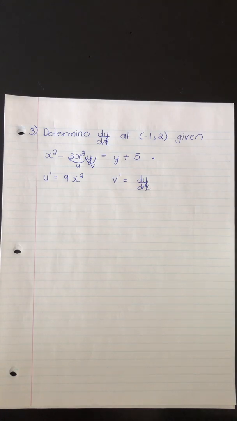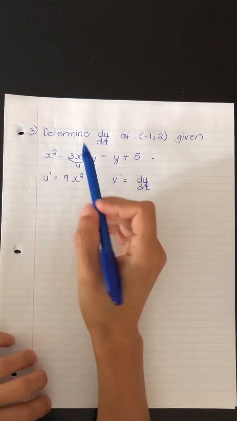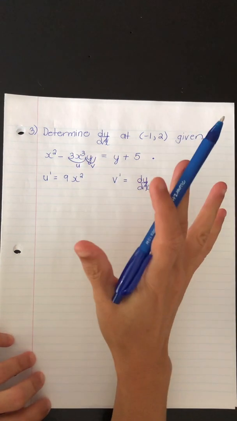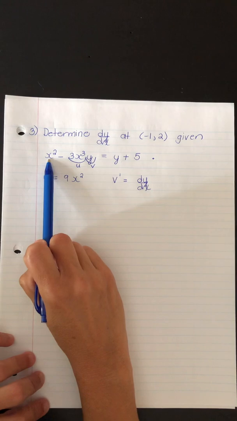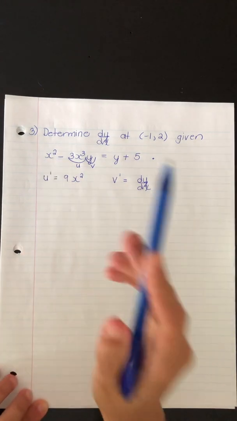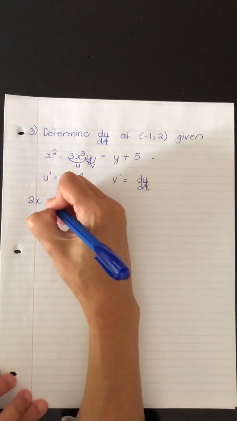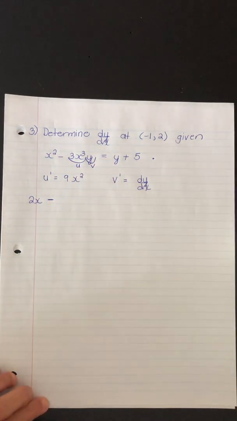And y to the 0, of course, is 1. Okay, 1 times y to the 0 times dy by dx. So that's u prime and v prime, and we'll need that when we do the derivative of this term. But we start, of course, with the leftmost term. So what is the derivative of x squared? It is 2x. Now we have a subtraction sign.